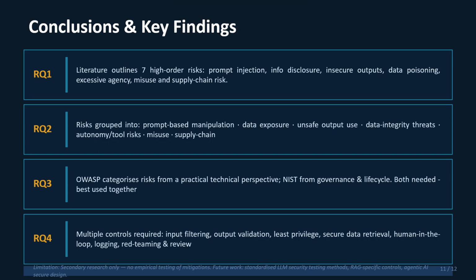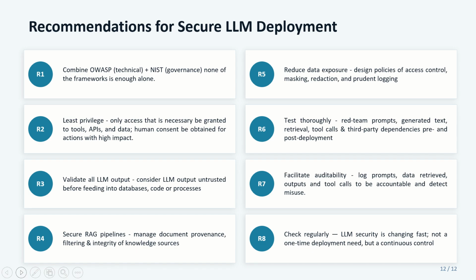So basically all questions have been answered. And then the conclusion chapter, with recommendations for secure LLM development. First of all, combine the OWASP and NIST frameworks. Second, least privilege must be applied and not given to everyone. Recommendation 3 is to validate all LLM outputs. Recommendation 4 is to secure RAG pipelines. Recommendation 5 is to reduce data exposure. Recommendation 6 is to test everything thoroughly and facilitate auditability. Audits must be done after a specific period. Check regularly, as LLM security is changing fast. It is not a one-time deployment need, but a continuous control shall be made.